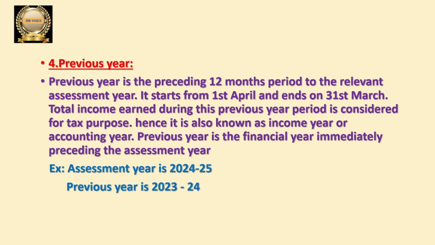Okay, so previous year is a one year period, a financial year period, which is just preceding the assessment year. So previous year also always starts from 1st April and ends on 31st March. It also consists of a 12 months period only. But which period is it? It is just preceding the assessment year. The 12 months period preceding the assessment year is known as previous year. So hope this is clear.